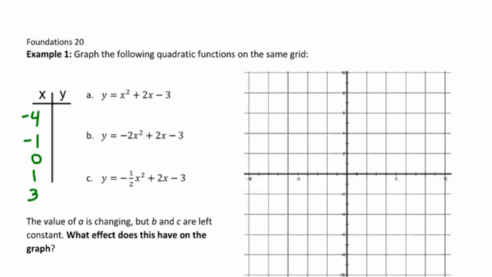Now we want to plug -4 into this first equation to see what y value we'll get. So -4 squared is going to be 16, plus 2 times -4 will be -8, minus 3. So 16 minus 3 minus 8 is going to be 5. 16 minus 11 is 5. So our y value is 5 when our x value is -4.